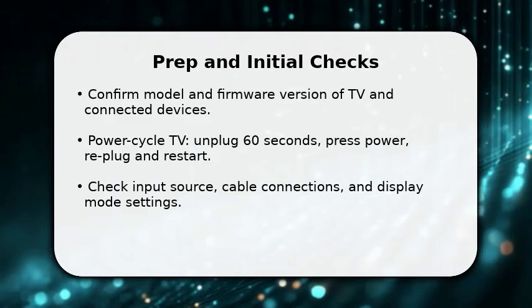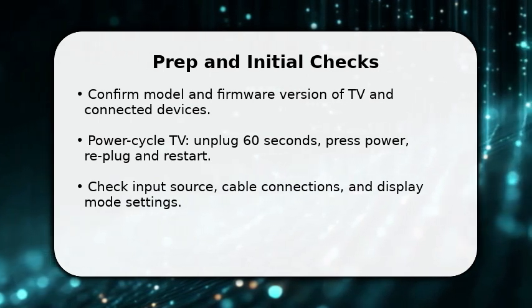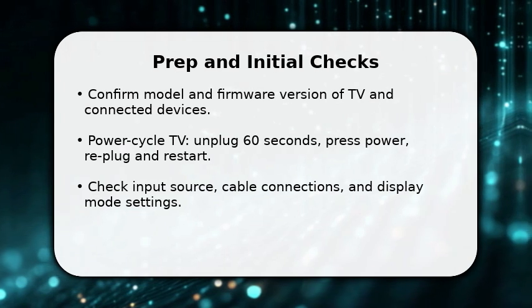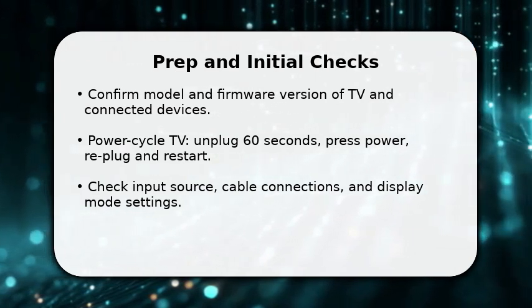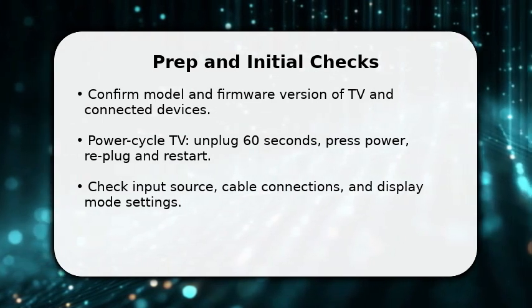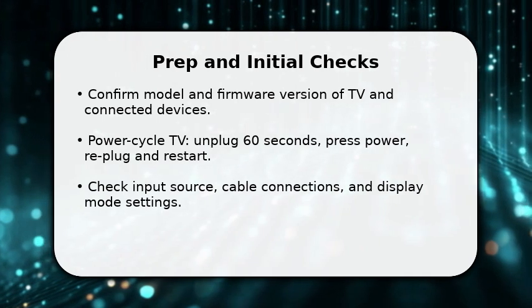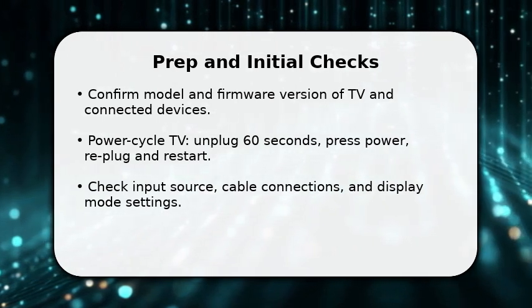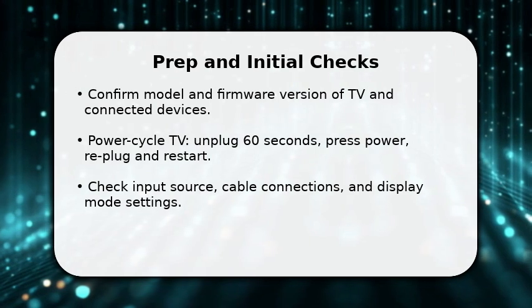You start by confirming model and firmware so you know what settings and menus to expect. Once done, power cycle the TV, unplug for 60 seconds, press the power button, then plug back in. This clears temporary glitches. Next, inspect HDMI or component cables for damage and secure connections. Loose or wrong input selection often causes split or duplicated halves.